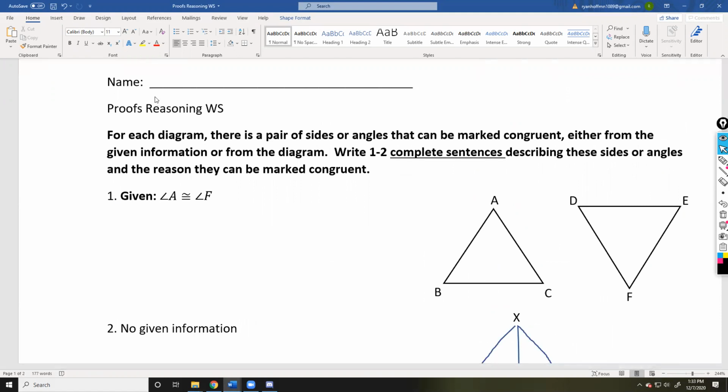So here we go. For each diagram, there's a pair of sides or angles that can be marked congruent. So instead of having to prove everything about all the triangles, we're just focusing on how do I take this one piece of information and write a sentence about it. I want to break it down into smaller pieces. So 1 and 2, complete sentences. I still want complete sentences describing these sides or angles and the reason they can be marked congruent.